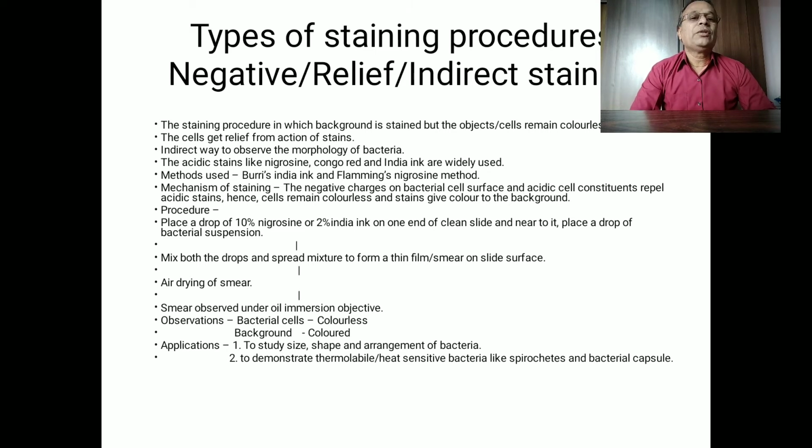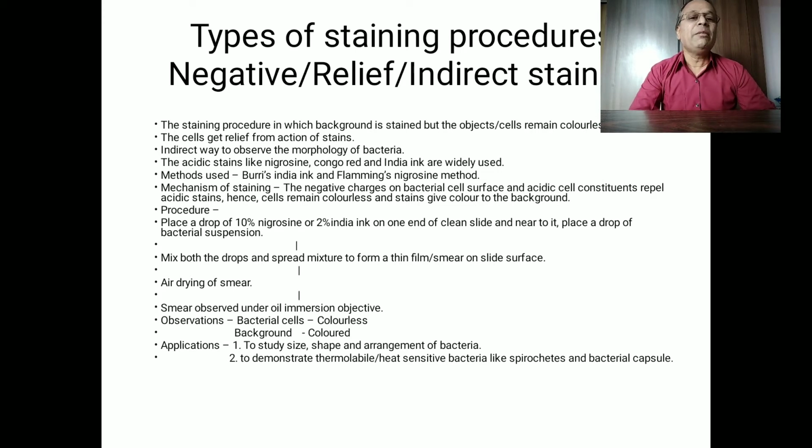The first type is negative staining. It is called relief staining. It is also known as indirect staining. This is the staining procedure in which the background is colored, but the objects, the bacterial cells, remain colorless. We have already seen that in order to visualize bacteria under the microscope, we have to make a contrast between the slide and the object, that is, the bacterial cells.